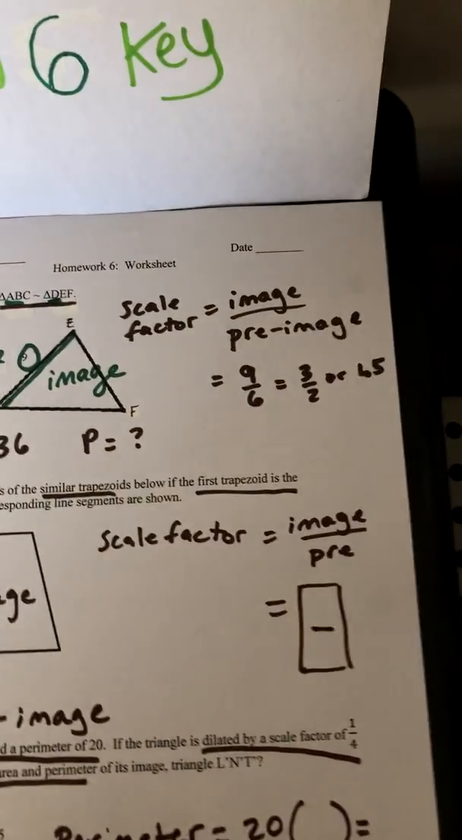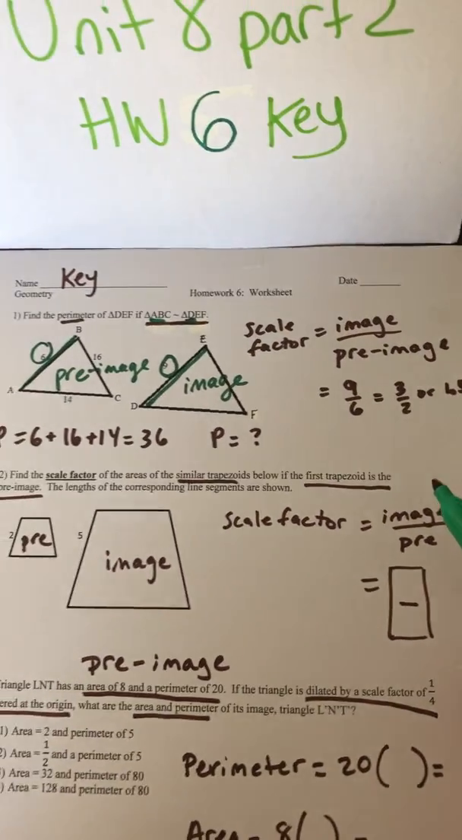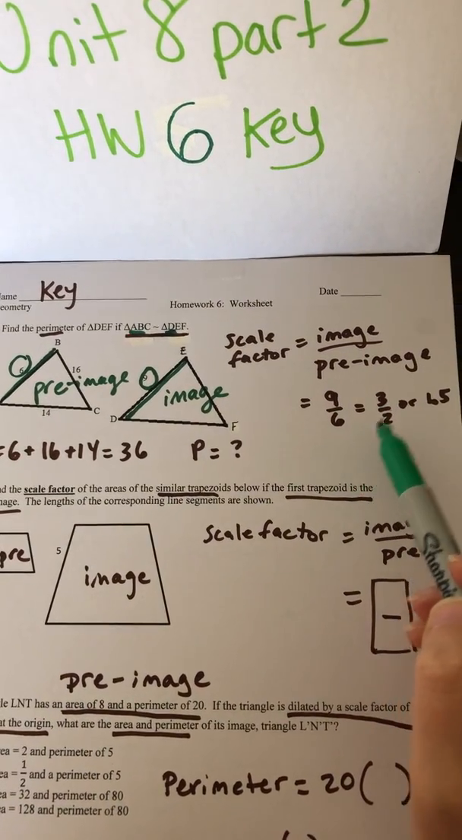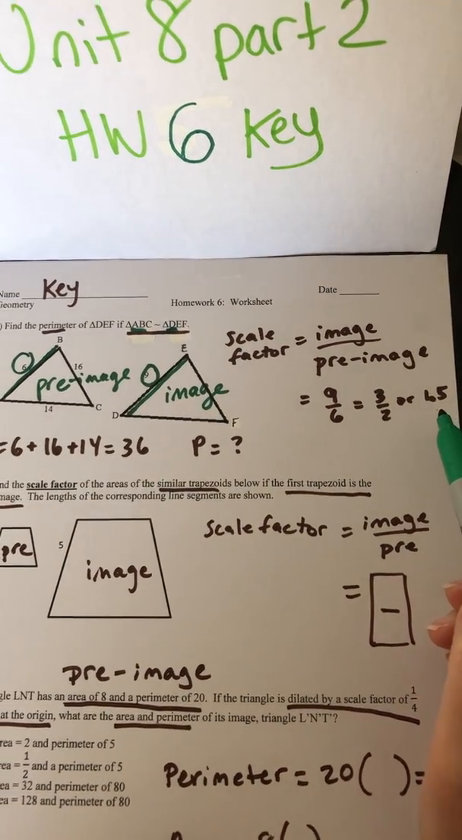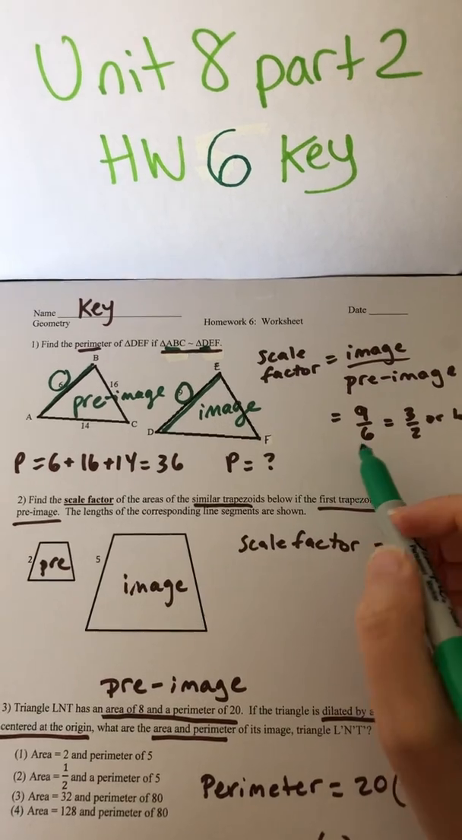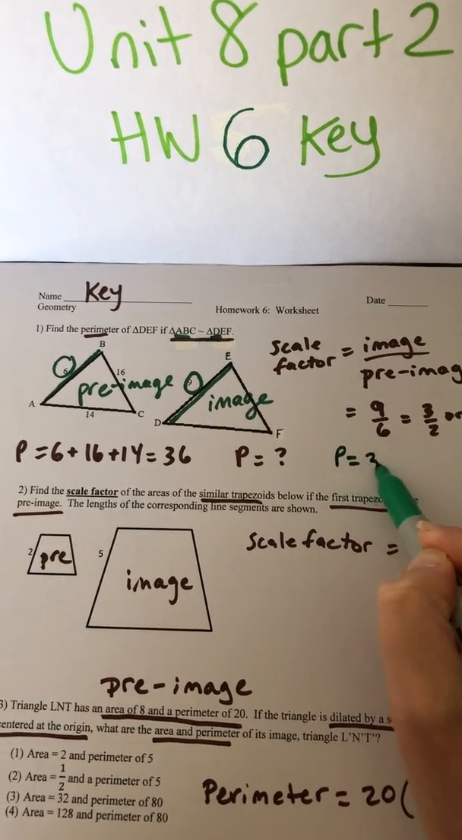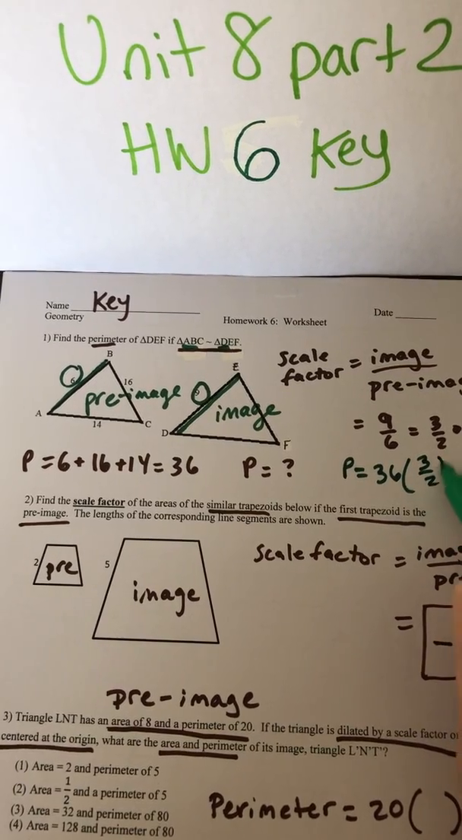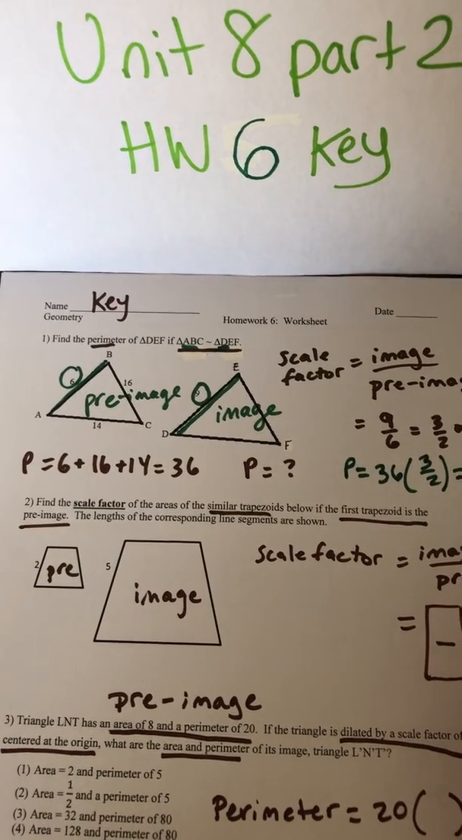Now, scale factor is image over pre-image. Well, the image number is the 9 over the pre-image number 6. 9 over 6 reduces to 3 over 2, or 1.5. Now, if we're looking for the perimeter, we take the original perimeter of 36, and we're going to scale it by that exact scale factor 3 over 2, which is 54.